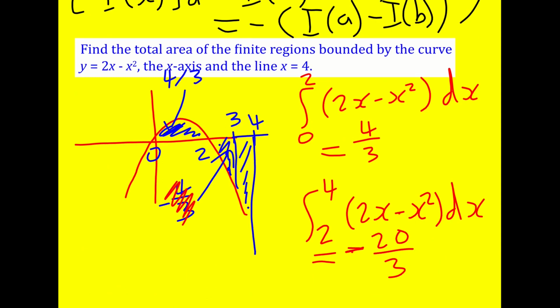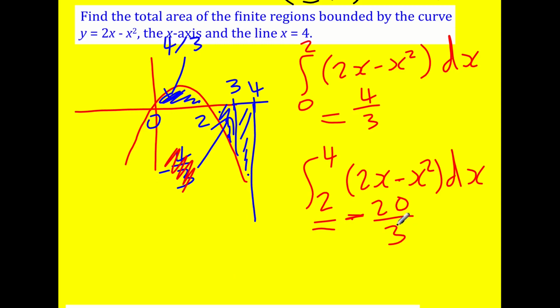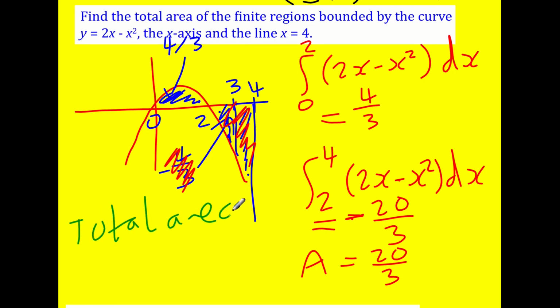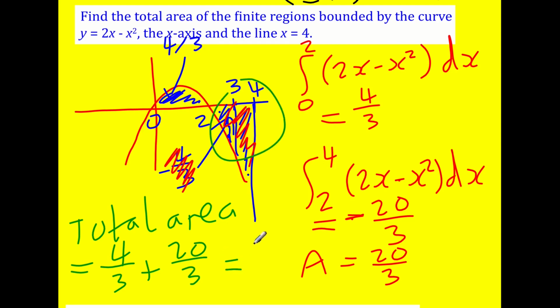Now that is the integral, so for the area itself, we just need to change the negative. The area is going to be 20 over 3 for this region here. And finally, the total area is going to equal 4 over 3 plus 20 over 3. So I can still find areas as long as I'm careful. I really need a sketch to help me out. Then I'd get 24 over 3, or simply 8.